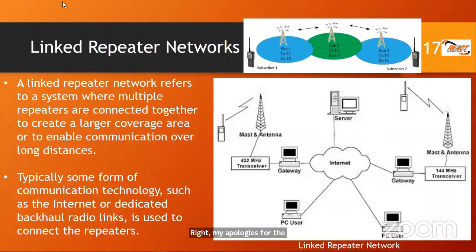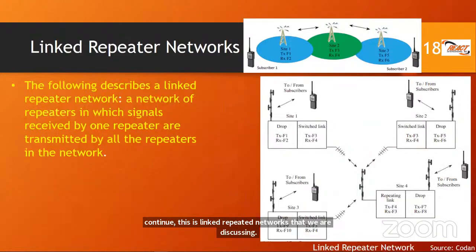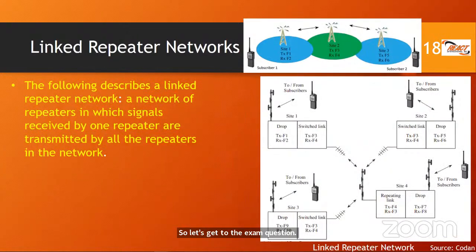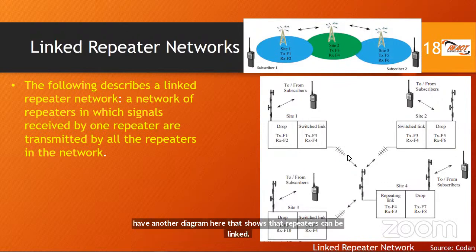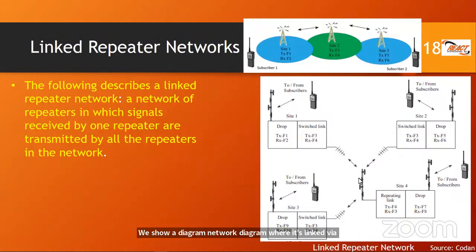Right, so to continue, this is linked repeater networks that we are discussing. So let's get to the exam question. Again, we have another diagram here that shows that repeaters can be linked. We showed a network diagram where it's linked via the internet or IP. In this instance, we have another network diagram that shows that the repeaters can also be linked via RF or radio frequency backhaul links, right? So this is what we need to know for the exam.